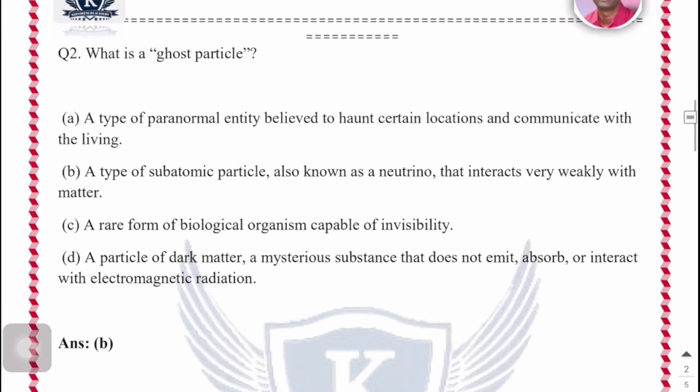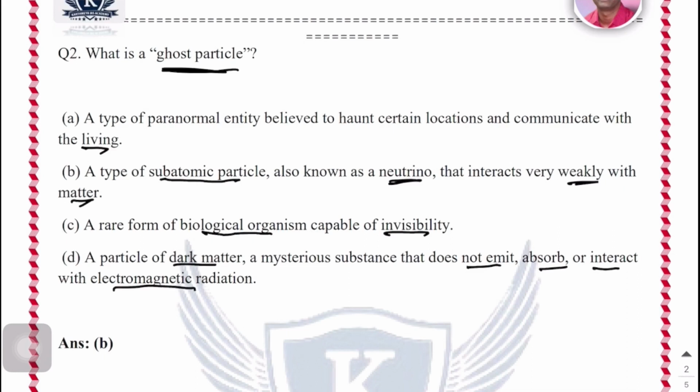What is a ghost particle? A. A type of paranormal entity believed to haunt certain locations and communicate with the living. B. A type of subatomic particle also known as neutrino that interacts very weakly with matter. And C. A rare form of biological organism capable of invisibility. And D. A particle of dark matter, a mysterious substance that does not emit, absorb, or interact with electromagnetic radiation.